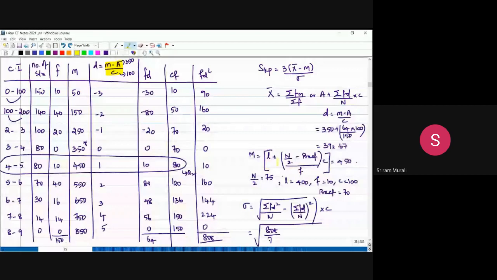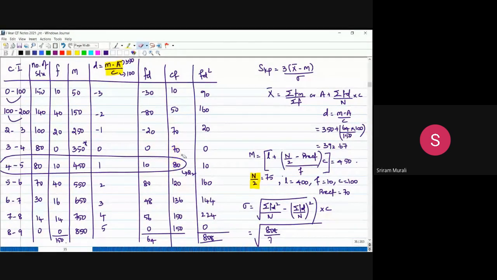In the median formula, the median class is decided by n by 2. 150 by 2 is 75. So 75 occurs in which class interval? It is between this, so take this as the median class. So the lower limit is 400, f is 10, cumulative frequency is 70, C is 100. Substitute in the formula, you get 450.